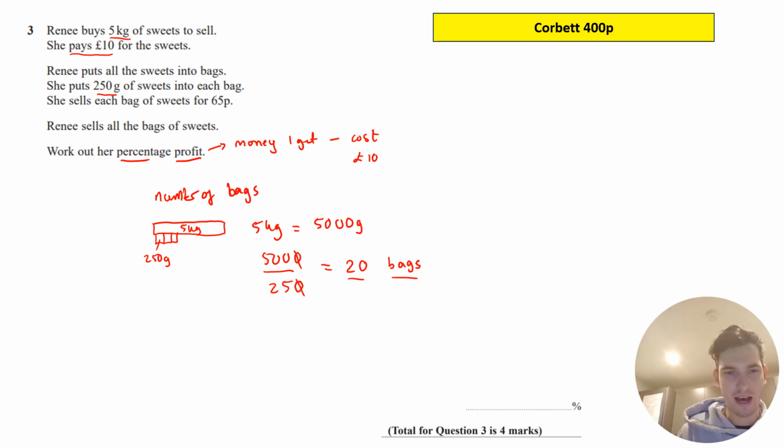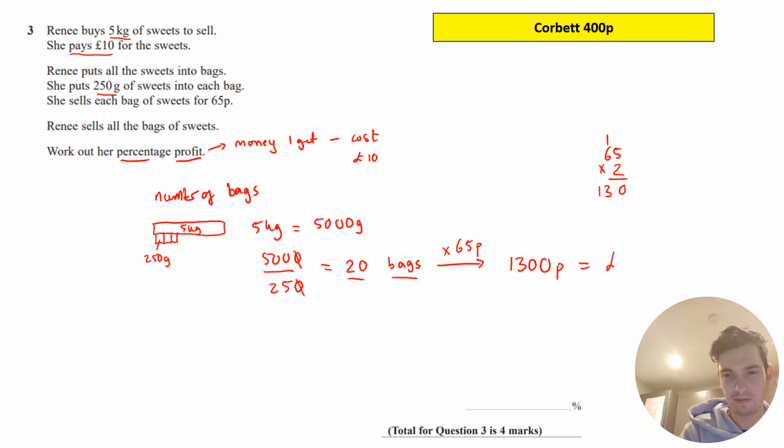Okay, she sells each bag for 65p. So what I need to do, I think, is multiply that by 65p. So let's just do 65 times 2, which is 130, and I need to add the 0, so that is 1,300p. But of course my cost is in pounds, so divide that by 100, and I'm going to get 13 pounds. So 13 pounds is the money I get.